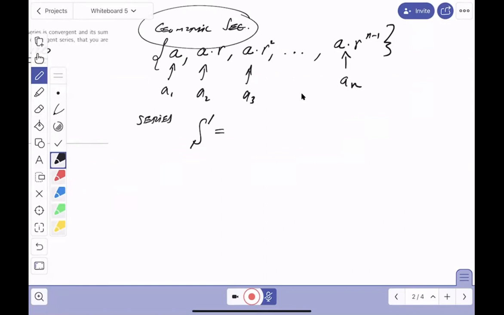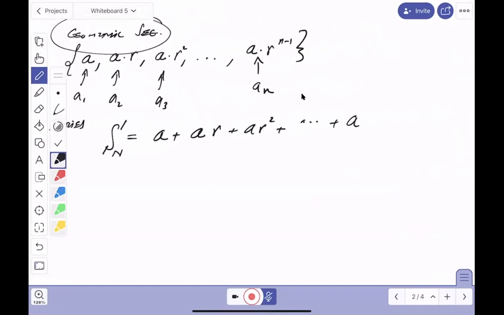Let's write it down. What do you get? A plus AR plus AR squared, dot, dot, dot, up to A. And this is going to be the nth partial sum.